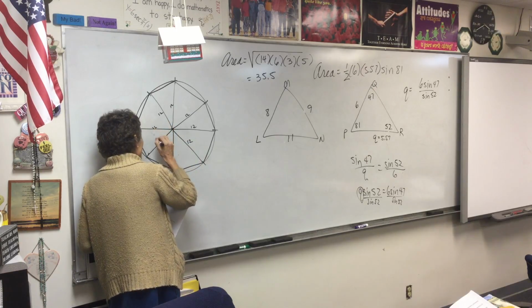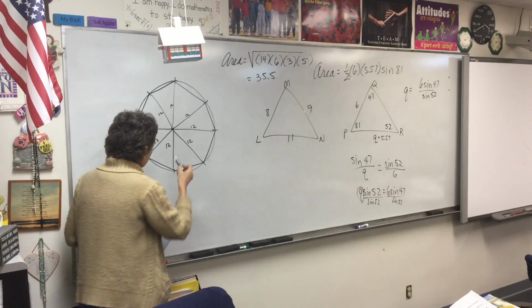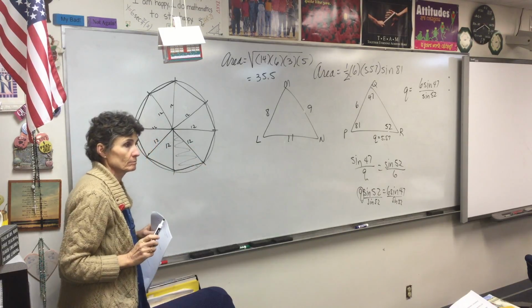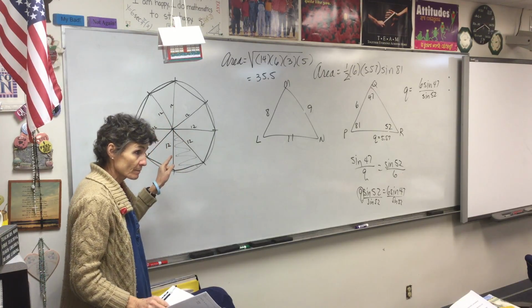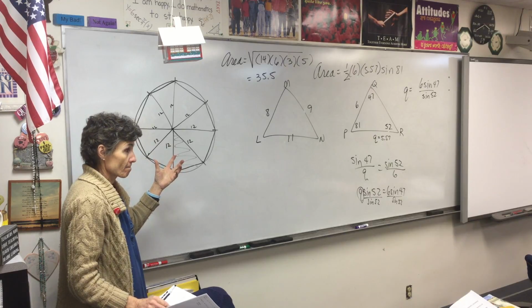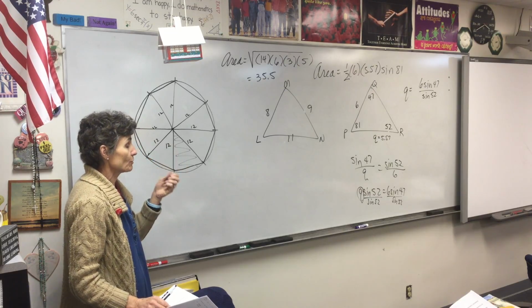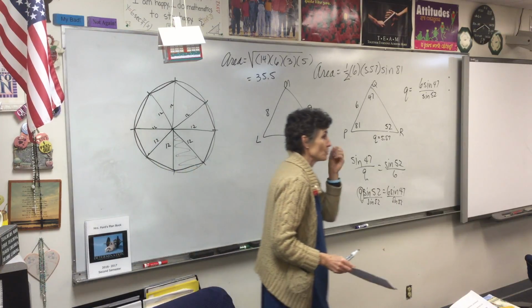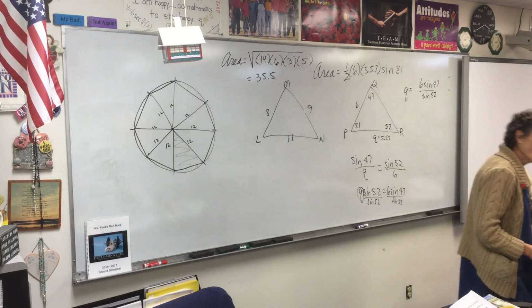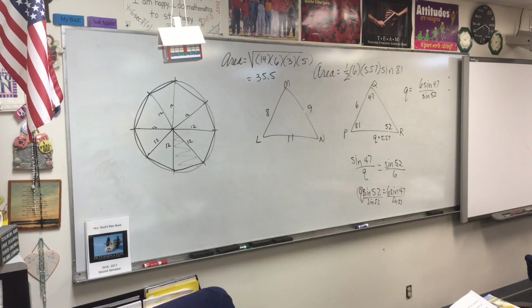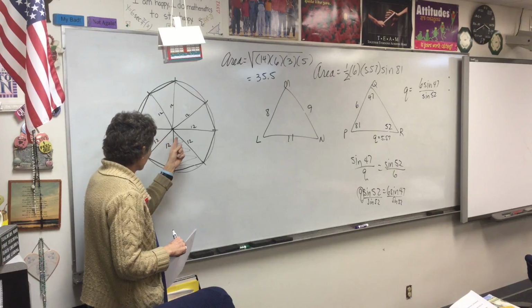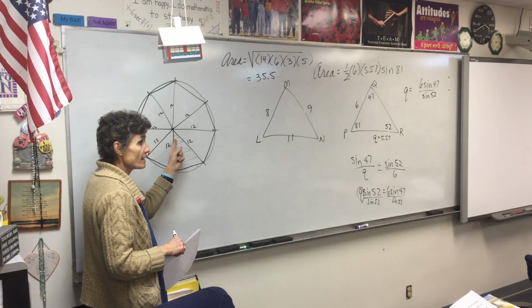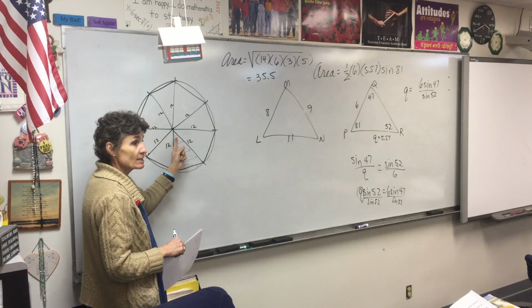Now, I need to find the area of this triangle right here, because if I know that area, then I know all those areas, and I can find the total. So, what did Mrs. Ford tell you? If you want an area, what do you want to have? You either want to have all 3 sides, or you want to have 2 sides and the angle in between them. All right, so let's look at this. It would be great if I could find that angle right there. Can I? Yes.